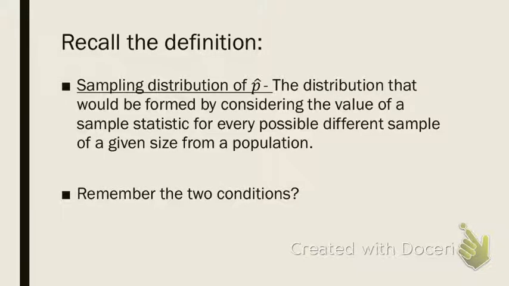So the definition from last class that we talked about, sampling distribution of p-hat: the distribution that would be formed by considering the value of the sample statistic for every possible different sample. So like you said, every possible combination from a given size. Our given sizes here are 5, 10, and 20. We did that with really small populations last class. Today our population sizes are going to increase and be really big.